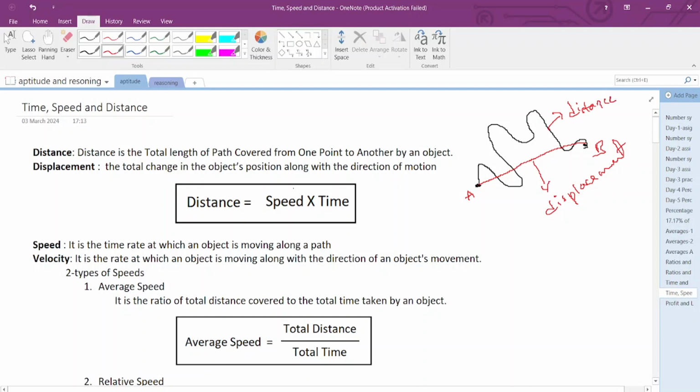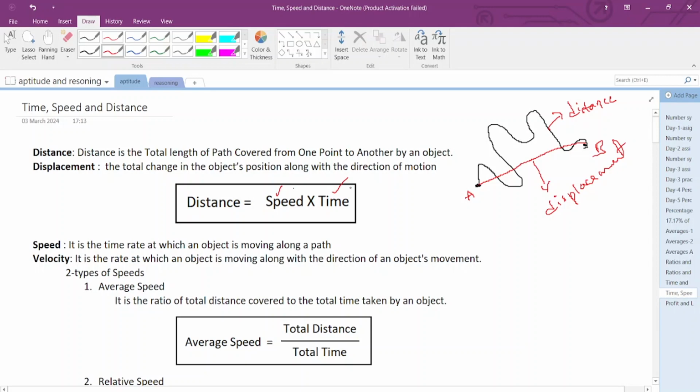Now what is distance actually? Distance is speed into time. Let's suppose some object is moving from A to B with a certain amount of speed, and it reaches after some time. If we take the product of these two, we'll get distance.